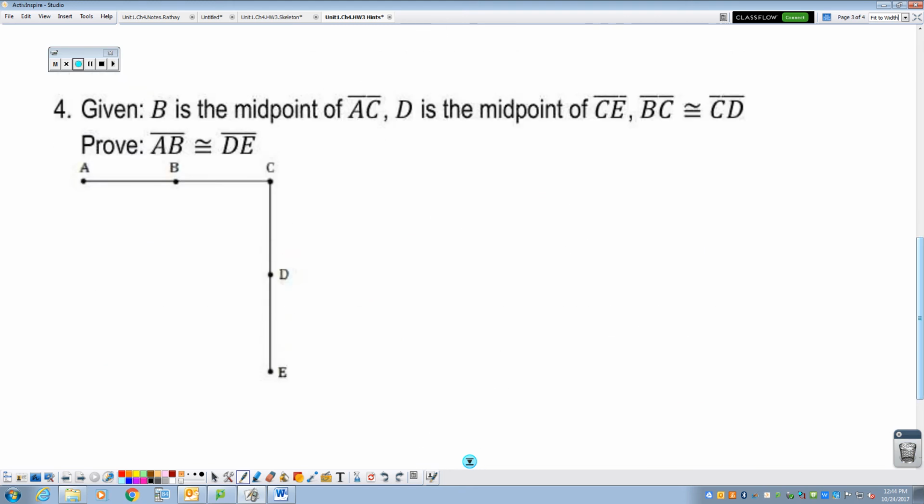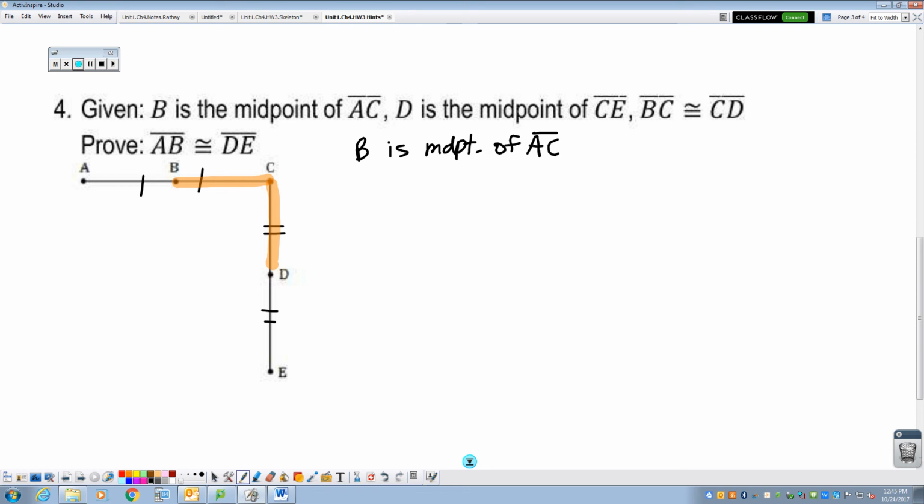All right, B is the midpoint of AC. Once I read midpoint, I mark. Those are the same. D is the midpoint of CE, which means these are the same. But we also know that BC is the same as CD. This proof is very similar to one of the ones that you've already done on this homework, so I'm not going to go through the hints in as much detail. I'm not going to write every piece down. My skeleton is going to be a little bit more blank, and I want to see what you can do with it.